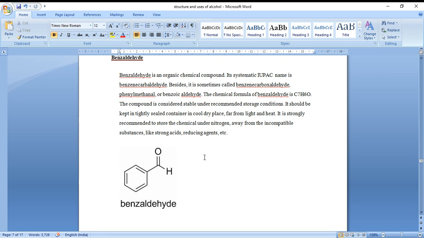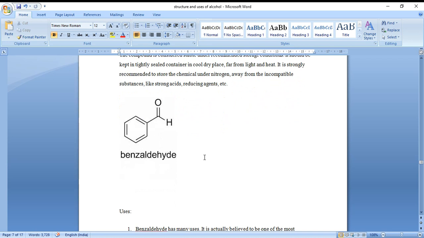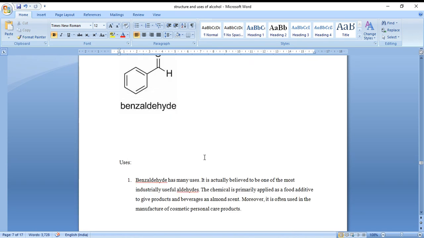Under recommended storage conditions, the compound should be kept in a tightly sealed container in a cool, dry place, far from light and heat. And it is strongly recommended to store the chemical under nitrogen, away from incompatible substances like strong acids and reducing agents. And coming to the uses, what are the uses of benzaldehyde?